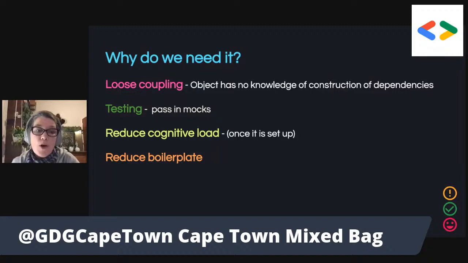Then if you're using some other form of framework, it reduces the cognitive load because you set up once how the objects are constructed, and then in the rest of your code, you don't have to worry about it. You just pull the object that you need from the dependency injection framework. And if you've got a framework, it can also reduce boilerplate.